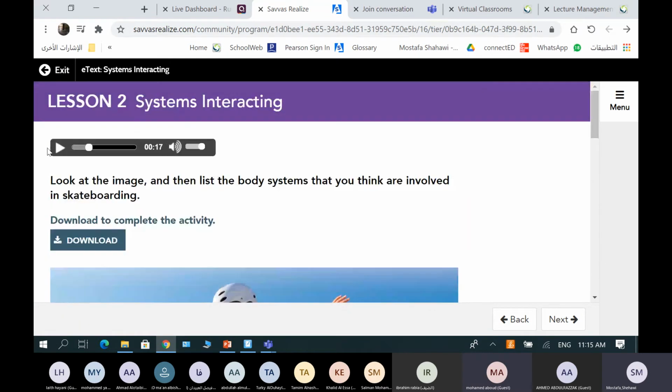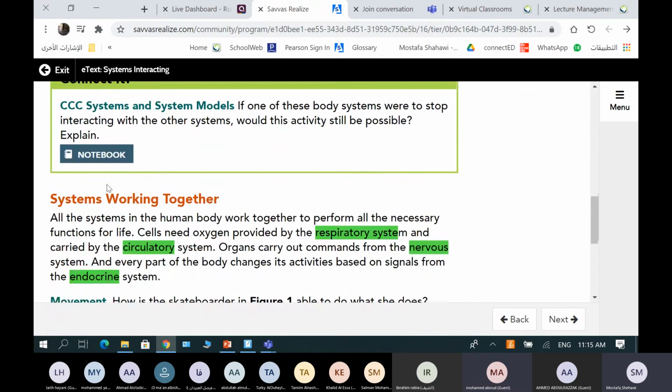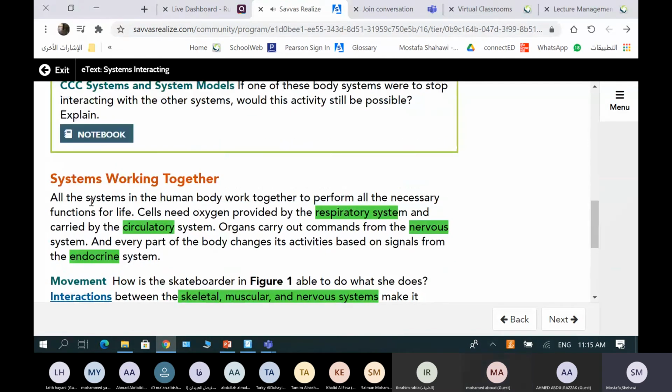Systems working together. All the systems in the human body work together to perform all the necessary functions for life. Cells need oxygen provided by the respiratory system and carried by the circulatory system. Organs carry out commands from the nervous system, and every part of the body changes its activities based on signals from the endocrine system.